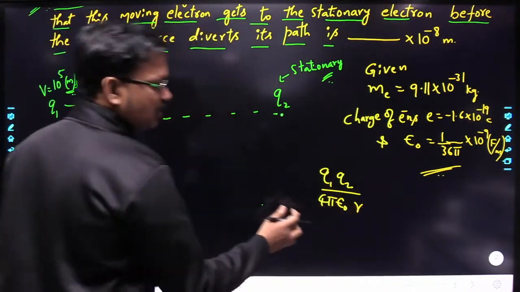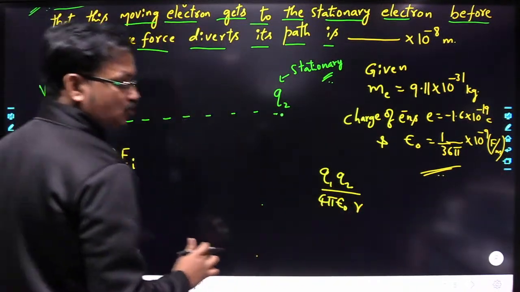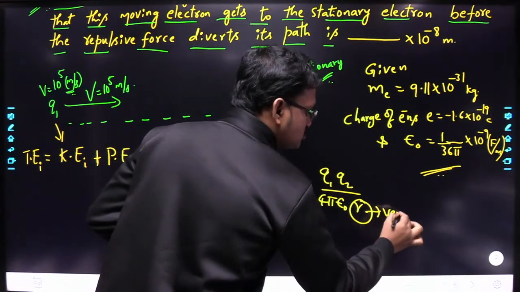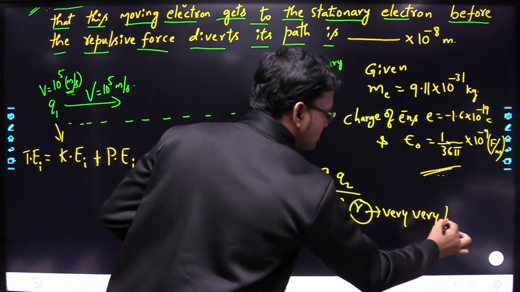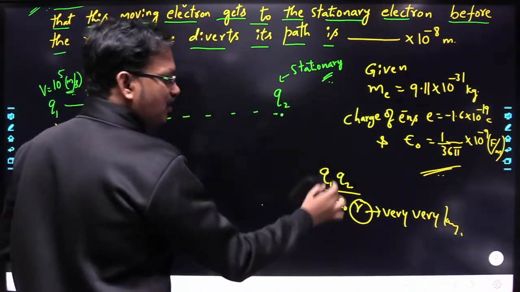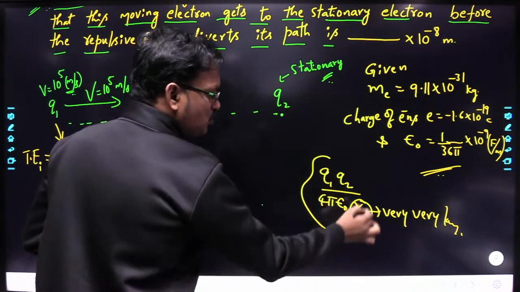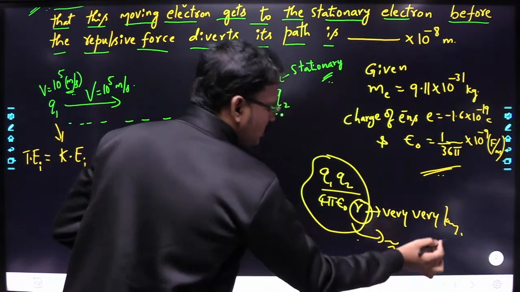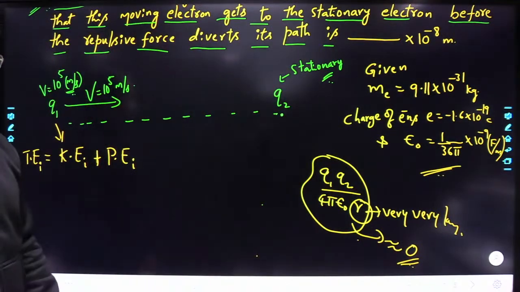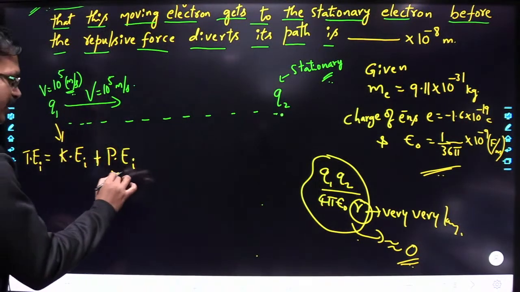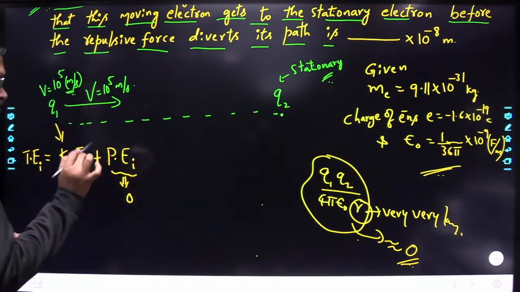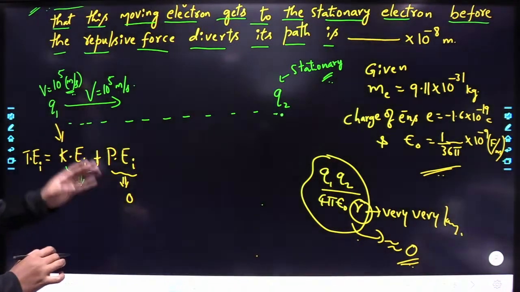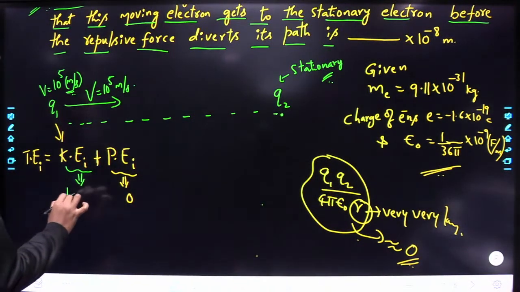Since they are saying Q1 is far away from Q2, that means R is very large here. Understood? So if the R value is very large, then it is in the denominator, so I can consider this as approximately equal to 0. That means initially the potential energy is equal to 0, and initially the kinetic energy of the charge is nothing but half mv square.